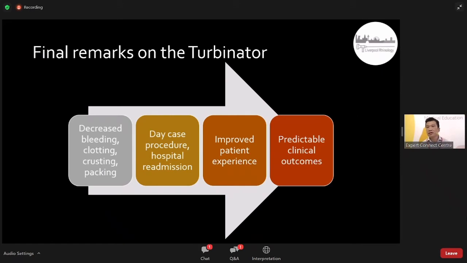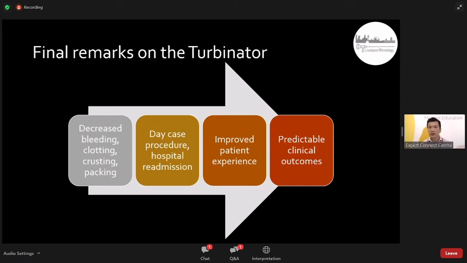So certainly, my final remarks on the turbinator, having used it consistently now for the past 4 years, is that there is very, very little in the way of bleeding. Patients who get seen in the first 3 to 4 weeks post-op report significantly less crusting in the nasal cavity compared to patients who typically have the microdebrider technique.